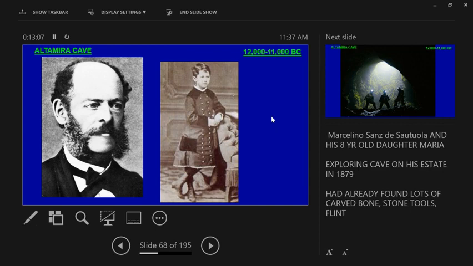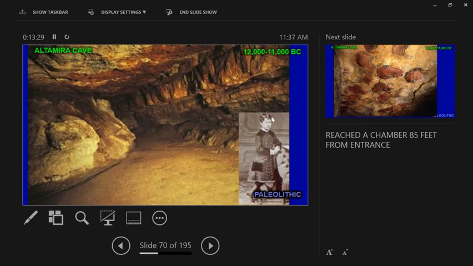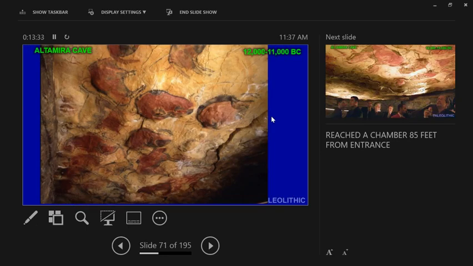So the story goes at Altamira Cave. I can't even pronounce this guy's name. Saltuola and his 8-year-old daughter Maria are exploring a cave on his estate in 1879. They had already found lots of carved bones and stone tools and flint, but as they are exploring their cave, because she is small, she can look up. And when she looks up, she sees all these things on the ceiling.